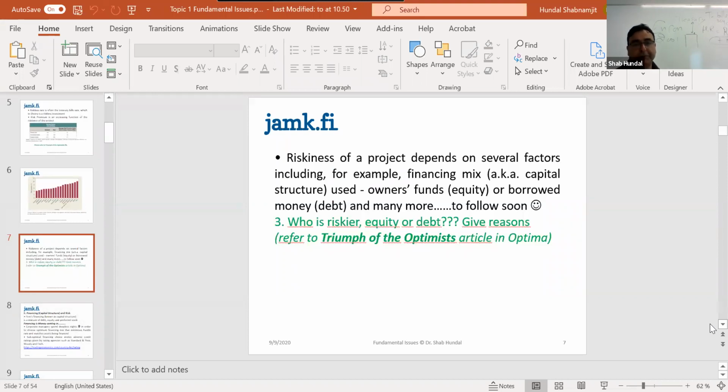Riskiness of the project depends upon several factors. I want to ask you, if you are a potential investor, and you are going to make a decision to invest, not to invest or disinvest. Invest, you are going to make an investment. Not to invest, you make a decision that no, I'm not going to invest at all.